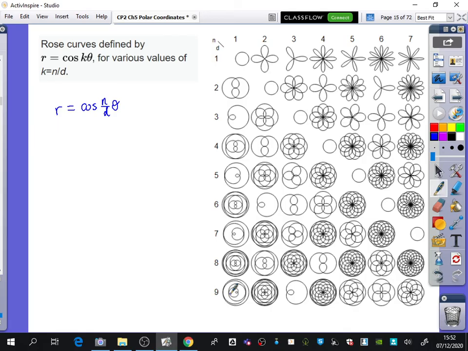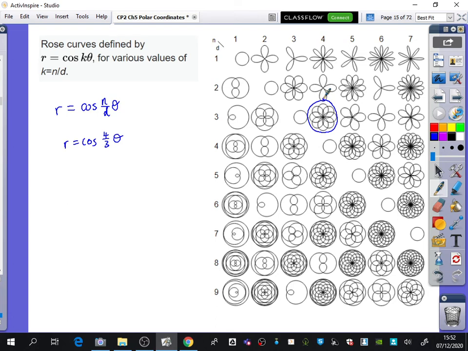So if you did the cos of, let's say, 4 over 3 theta, I believe that should give you this particular one here, if I've got the rows correct. It's just kind of interesting to see the crazy kinds of patterns.